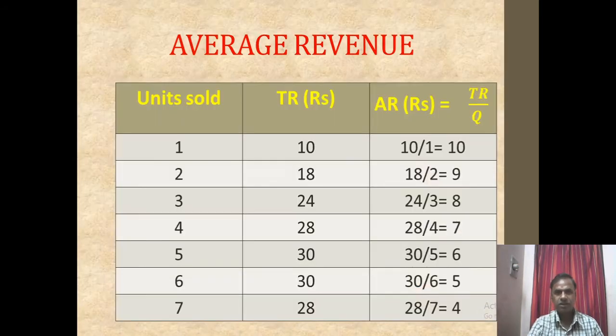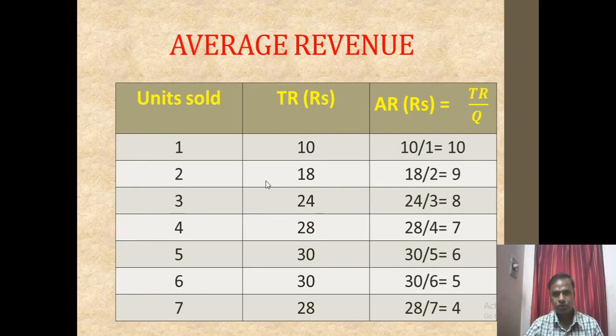So average revenue. You see here, by selling 1 unit, the total revenue is 10. So average revenue is equal to TR divided by Q. TR means, as I told you, total revenue. Q means quantity sold, number of units sold. 10 is the total revenue by selling 1 unit of the commodity. So the average revenue is 10.